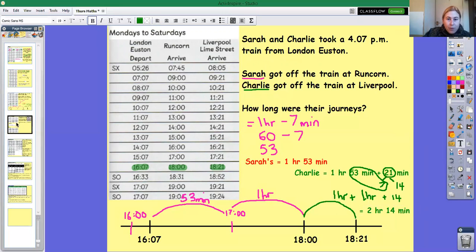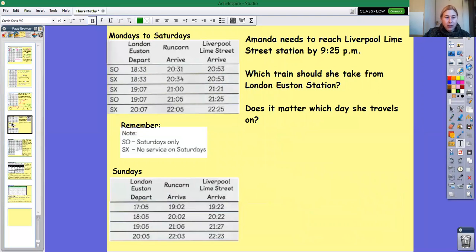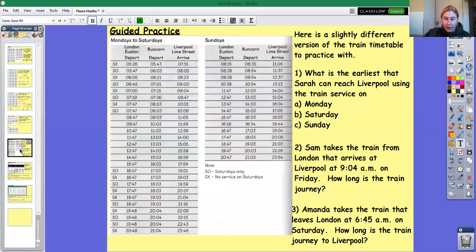Okay, so moving on, there is a question here, but just for time, I'm going to let you think about that one on your own. So this is just another one where you've got to think about the symbols, because on certain days the trains run and on certain days the trains don't. So you can pause the video and have a go at that question. Then we've got some guided practice questions.